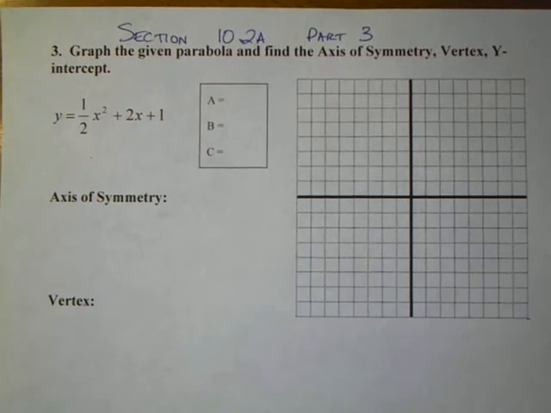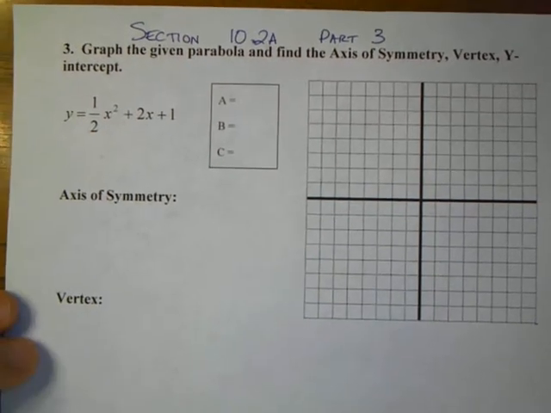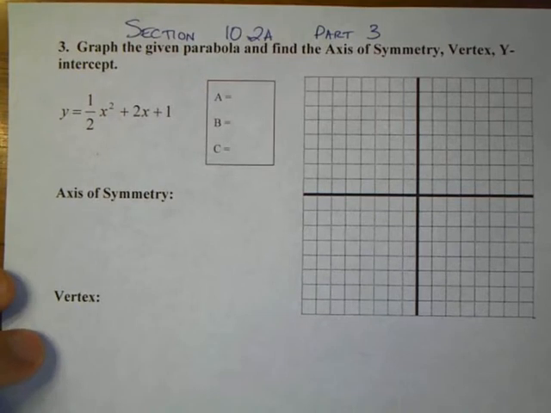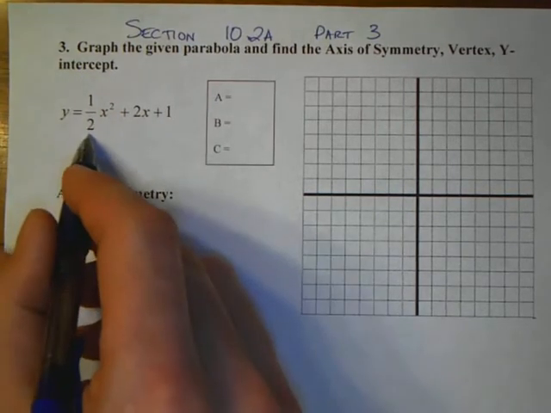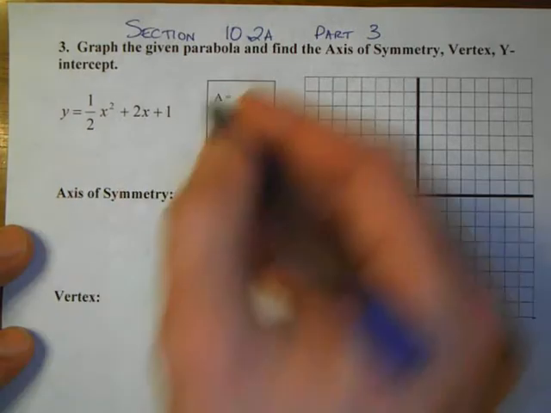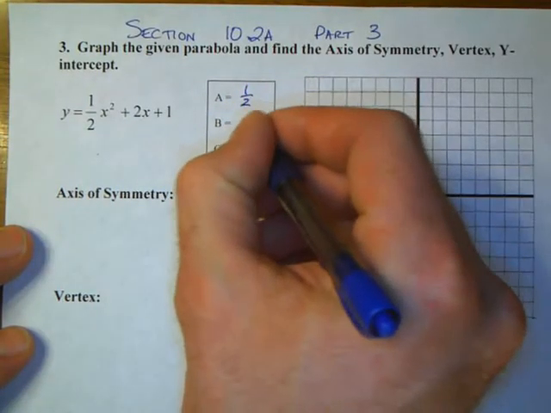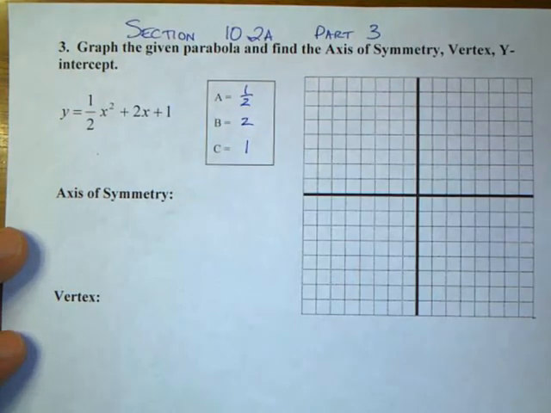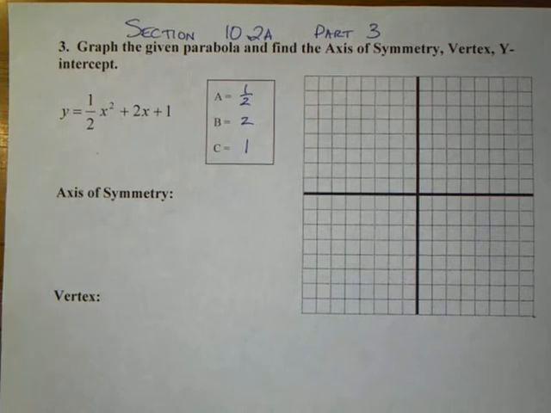This is section 10.2a, part 3. We're graphing parabolas again. As we look at this parabola, our value of a is not a number, it's a fraction. So we have our a of 1/2, our b of 2, and our c of 1.